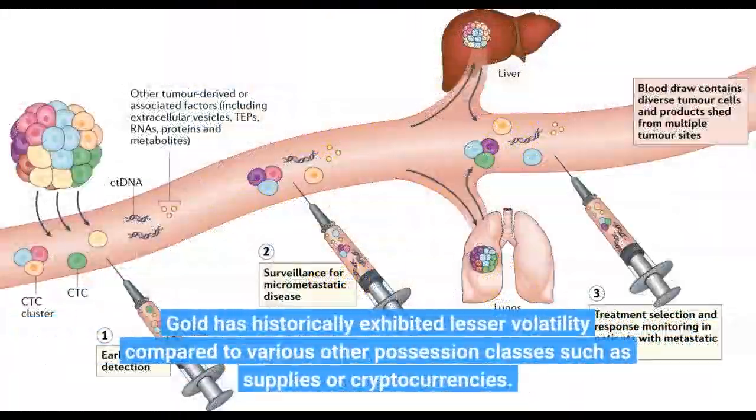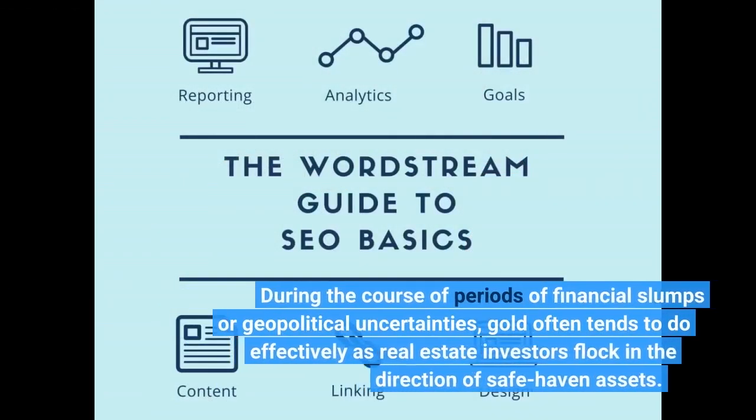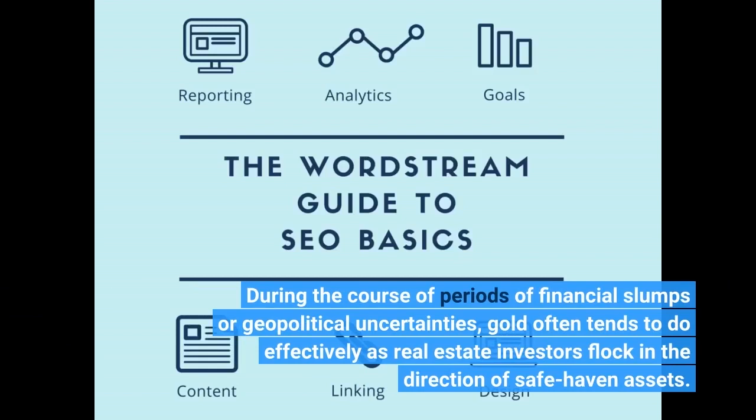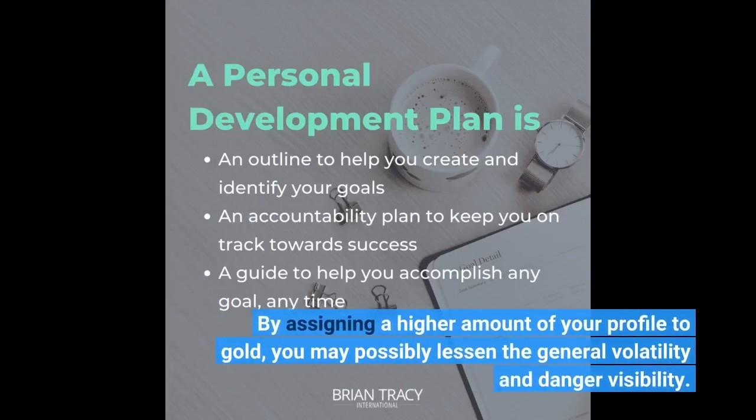Gold has historically exhibited lower volatility compared to other asset classes such as stocks or cryptocurrencies. During periods of economic downturns or geopolitical uncertainties, gold tends to perform well as investors flock towards safe haven assets.